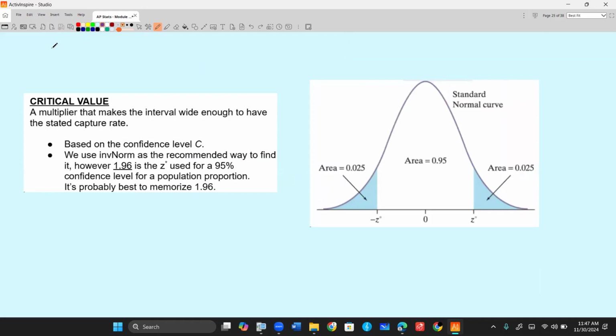Now let's talk about this critical value for a second. It's based on the normal curve. You might want to memorize 1.96. It is the critical value we use for a 95% confidence interval. But where does that come from? Well, let's talk about a normal curve for a minute.